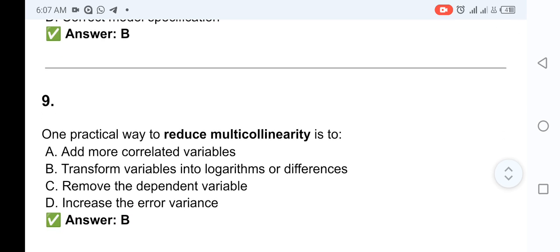9. One practical way to reduce multicollinearity is to: A. Add more correlated variables, B. Transform variables into logarithms or differences, C. Remove the dependent variable, D. Increase the error variance. Answer B.